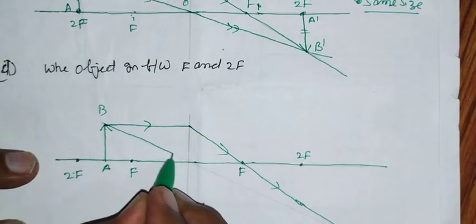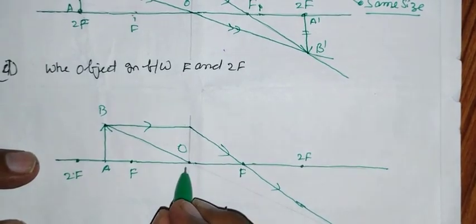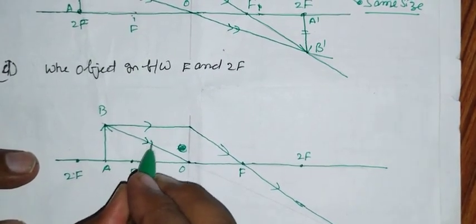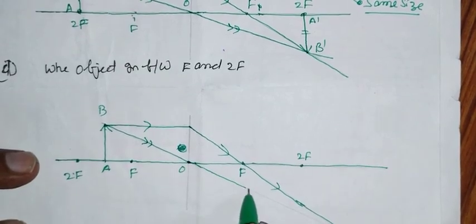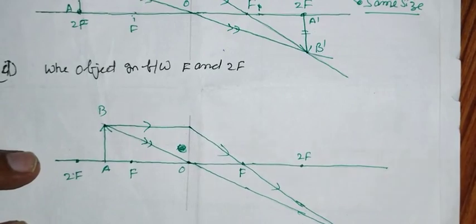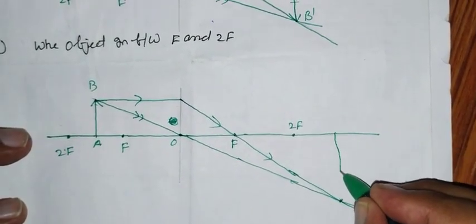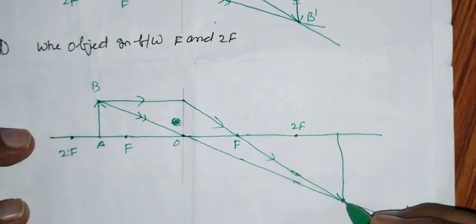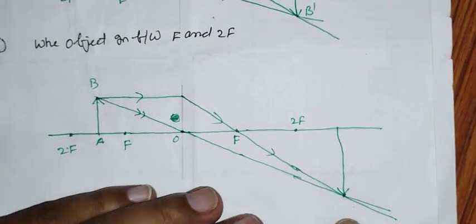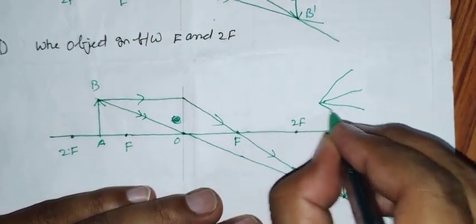Second ray passes through optical center O. This is point O. We may write here: undeviated, no bending, no change in direction. Image formed here where these two lines intersect. See the position. Here the image is formed. Inverted image. So there are four characteristics. Keep in mind.